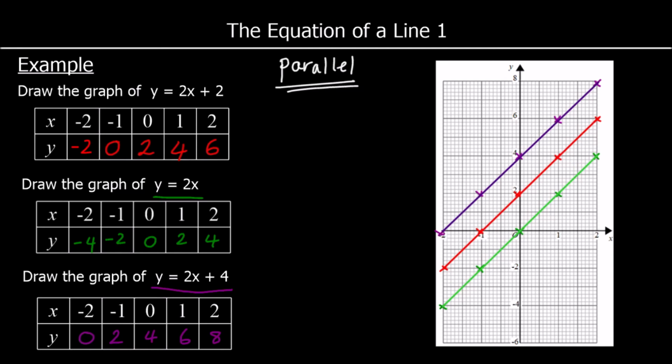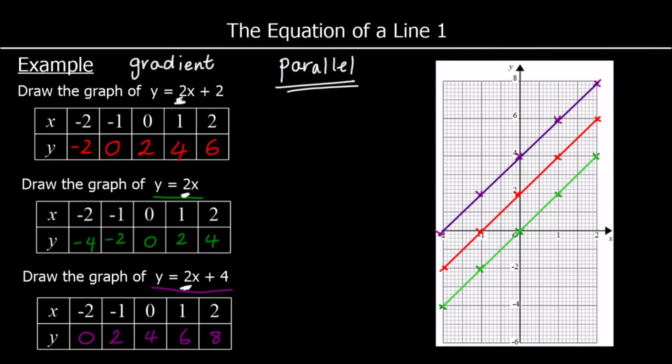They've all got a 2 before the x. They've all got 2x. They've all got the same number before the x, and we call that the gradient. So we can say all of these lines have got a gradient of 2, which means they go up in 2s. And you can see from each of the tables of values that they were going up by 2 every time. So for every 1 you go across on the graph, it goes up by 2. We call that the gradient.